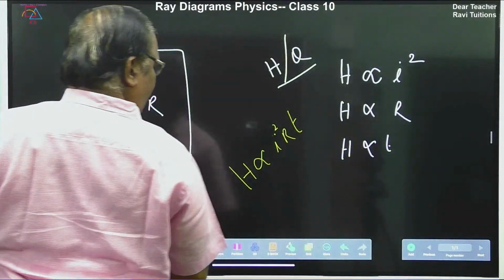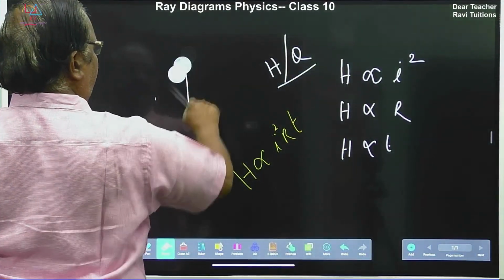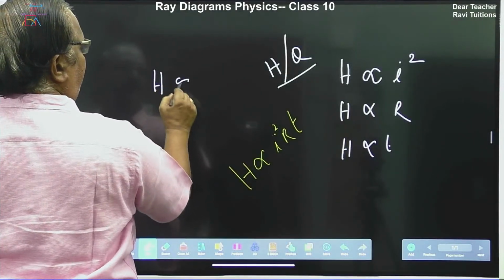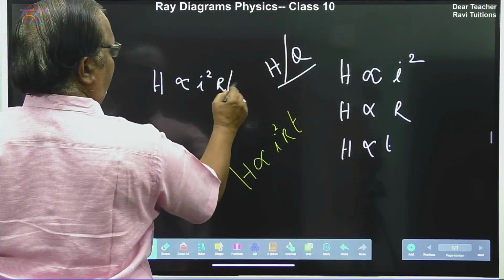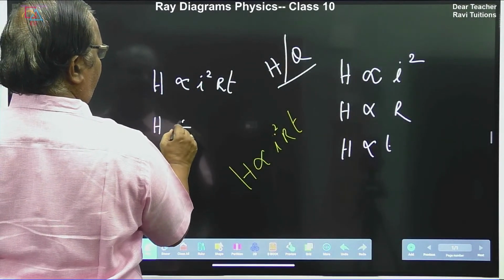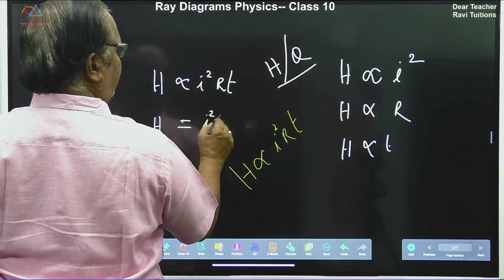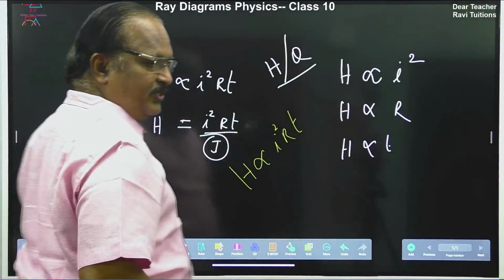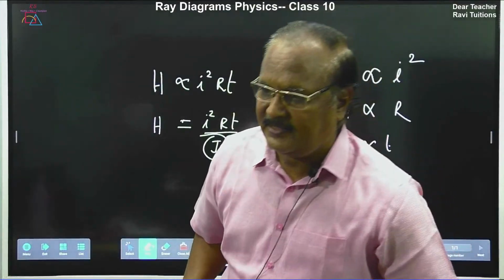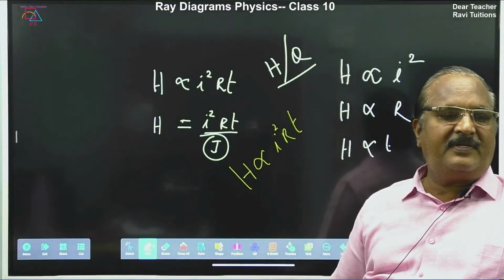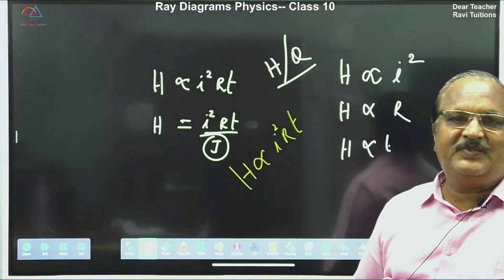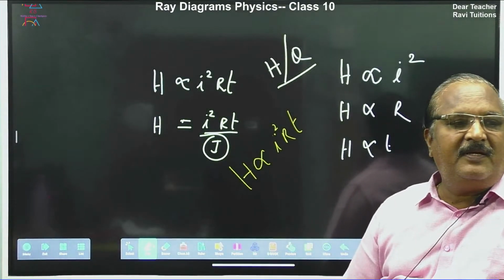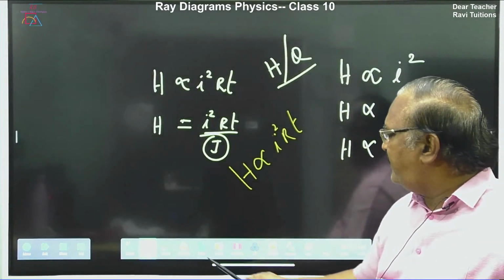Now, if you combine all the three things, you get H proportional to I square R T, and H is equal to I square R T by J, because you have to keep one constant. This J is Joule's constant. This is Joule's law of heating. On this you may get problems also. Numericals can also come, you have chances.